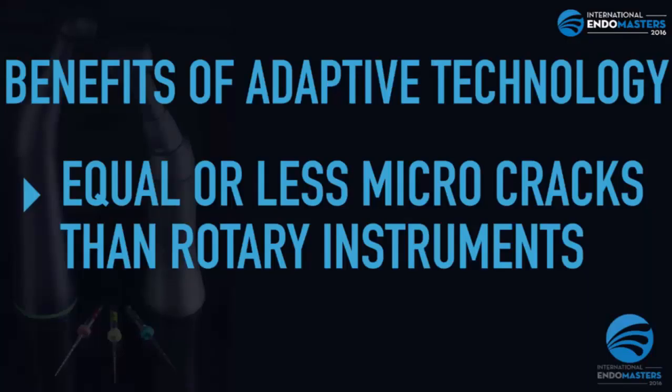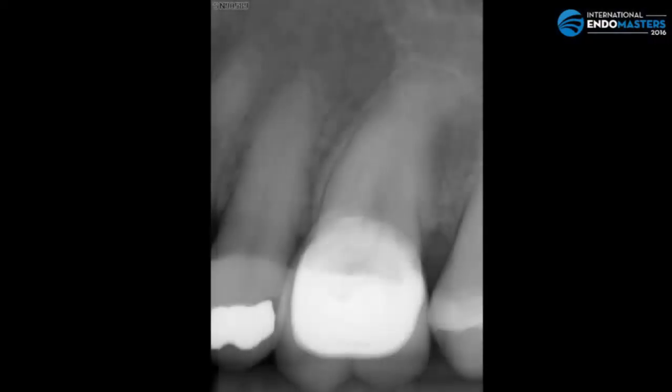Another benefit of the adaptive technology is equal or fewer microcracks than rotary instruments. That means the possibility of having a cracked tooth is lower using that technology. This is a very important treatment that I did. It was my first time using the TF Adaptive system.